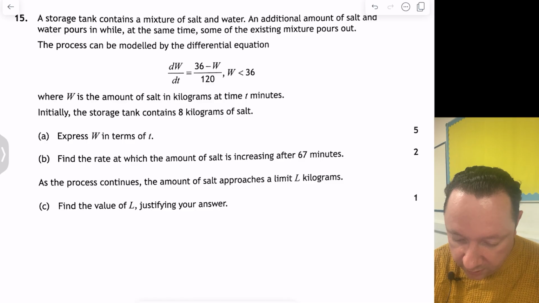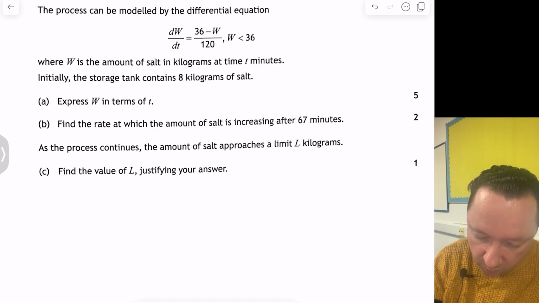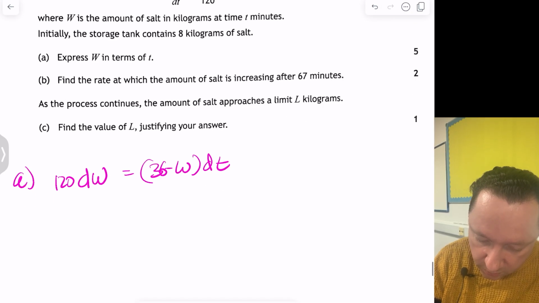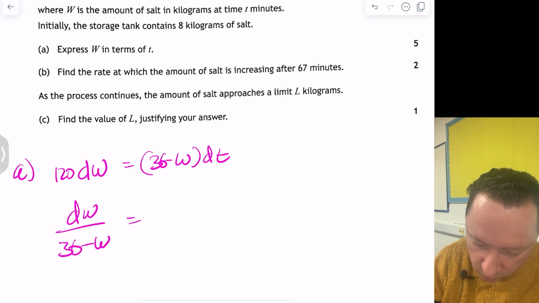W is the amount of salt in kilograms at time t minutes. Initially, the storage tank contains 8 kilos of salt. Express W in terms of t. Okay, part A. So I've got dW, 120 of that, equals 36 minus W times dt. So in other words, dW over 36 minus W equals dt over 120.